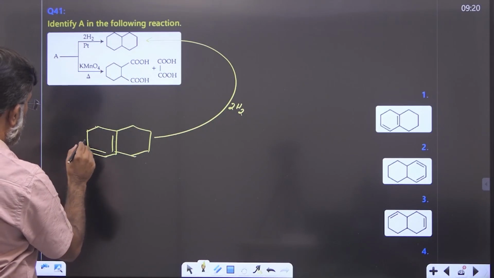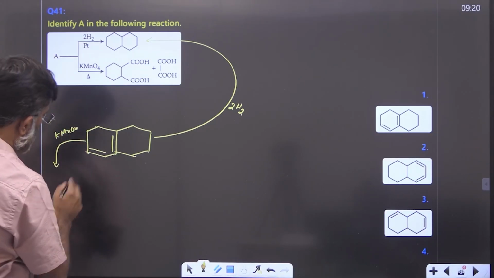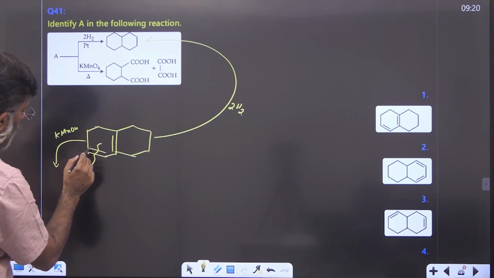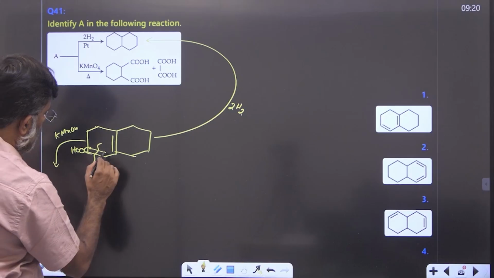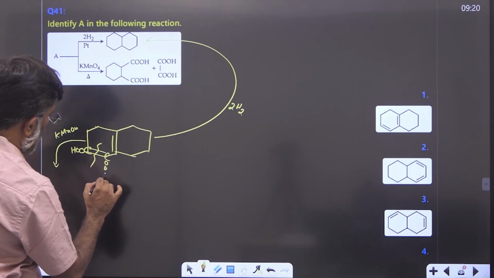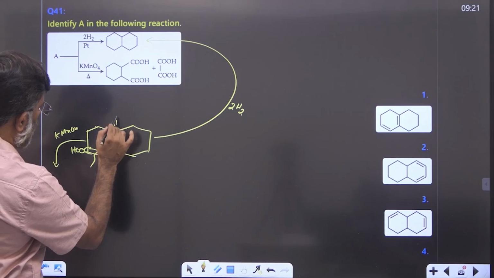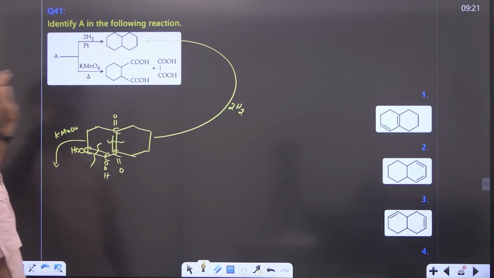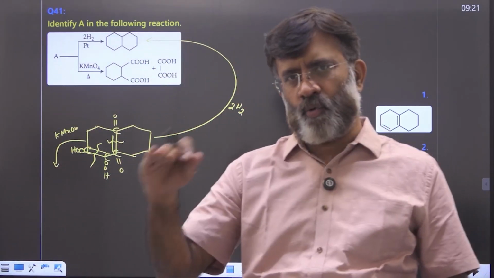This when treated with KMnO4, you see it's going to break over here. And this carbon will turn COOH. And this carbon will turn COOH. And it will be breaking over here. This carbon will turn keto group. So you don't get this product. So option 1 is out.